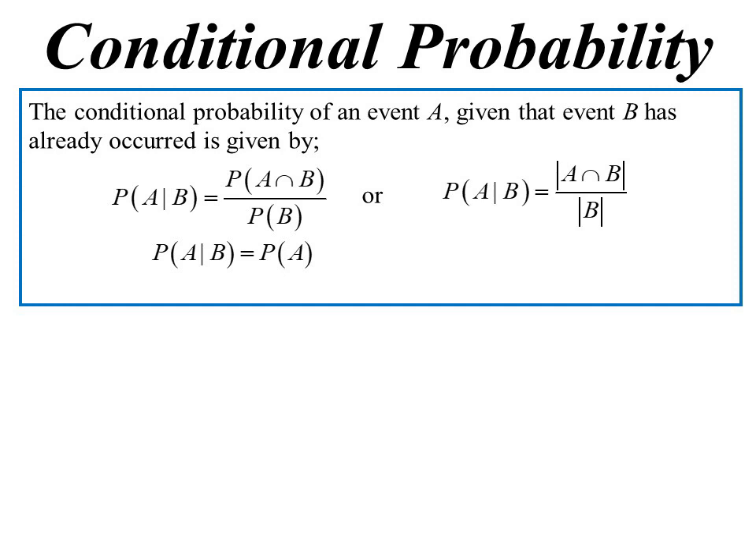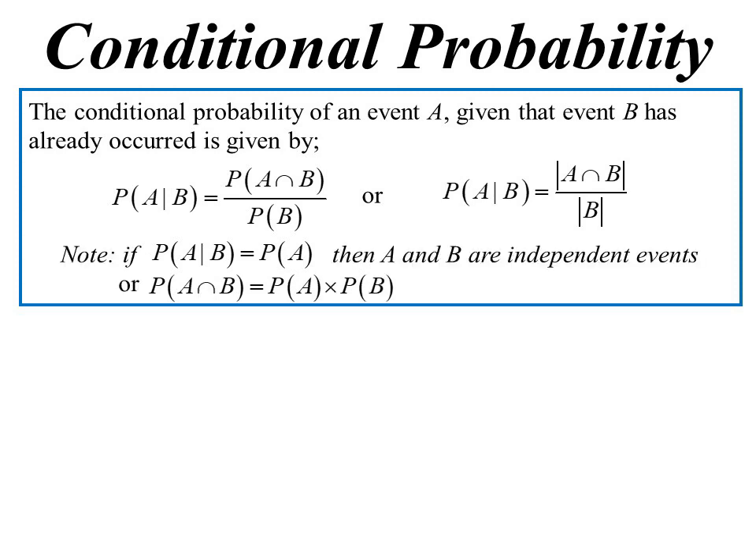Of course, the other way we could say it is to simply look at the number of possibilities, so look at how many are in the different spaces: the number in the intersection of A and B over the number in B. But here's the thing. If it turns out the probability of A, given that B's already happened, is actually the same as the probability of A, then A and B must be independent events, because the fact that B had already happened did not change the outcome. So they must have been independent of each other.